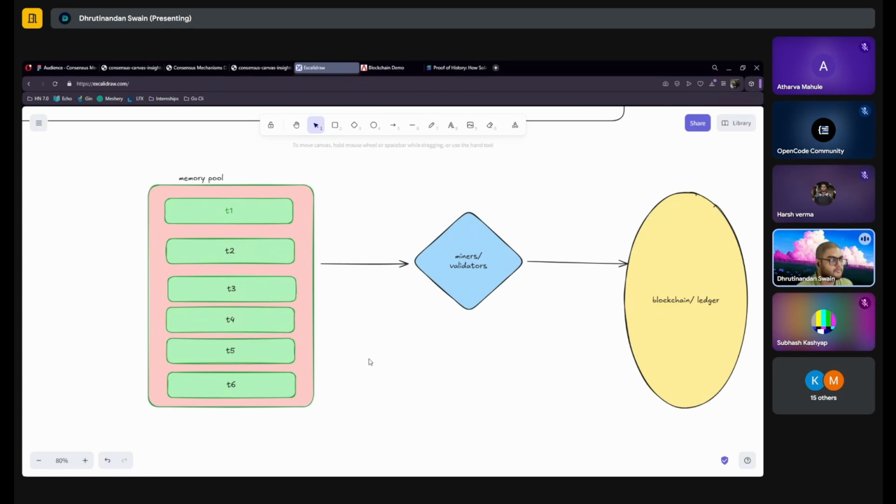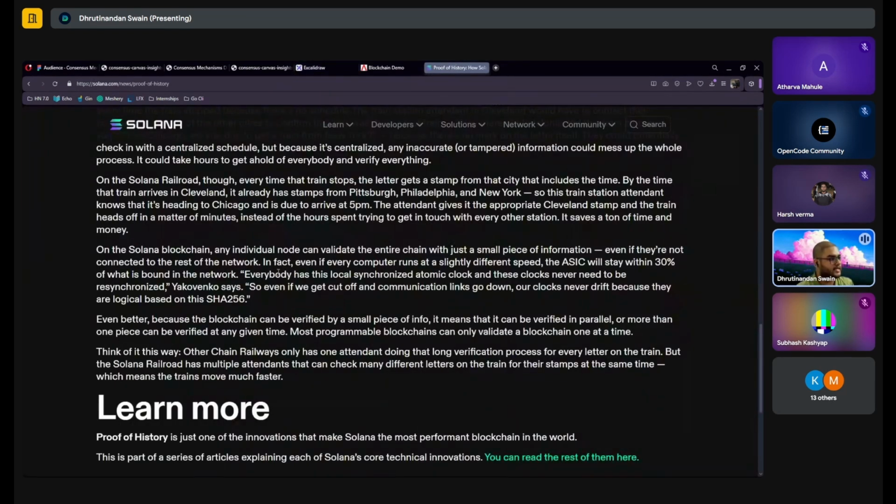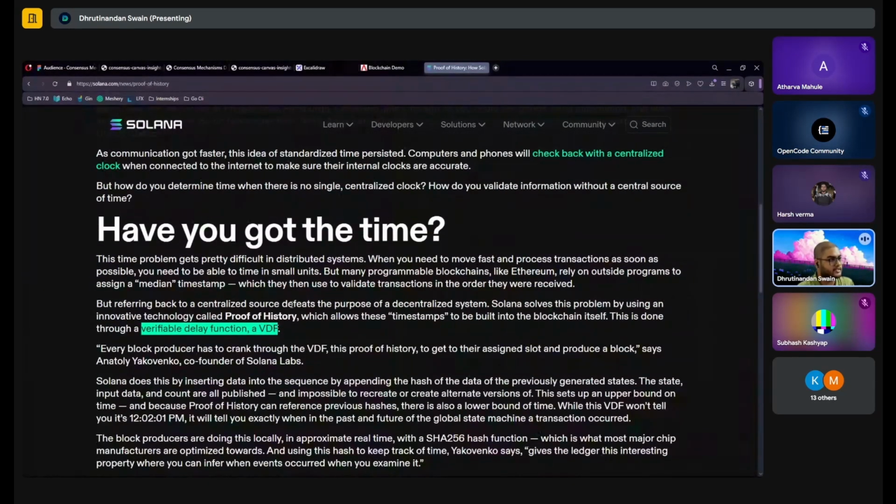But now, in proof of history, the new technique is that every event has been streamlined so that, for example, transaction one is the first event that came to the blockchain network, then came transaction two, transaction three, transaction four, five, and six. Every transaction is given a cryptographic timestamp. That cryptographic timestamp doesn't mean the actual time in the world that has been hashed or something. It's a cryptographic timestamp that has been given with the help of a verifiable delay function.